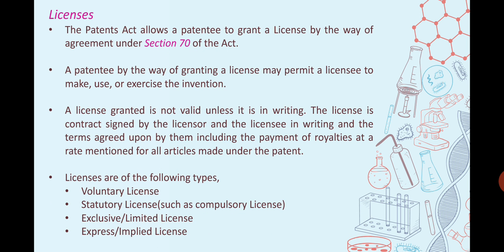In case of license, like we said, the ownership or title is not transferred, but only certain rights are transferred to the licensee. Section 70 of the Indian Patent Act allows the patent holder to grant a license by way of an agreement. By way of an agreement means in writing; it cannot be verbal or oral. So a patentee by granting a license may permit the licensee to make, use or exercise the invention, commercially exploit the invention, and get the profit out of that invention. Unless and until it is in writing and it is registered, it cannot be valid.